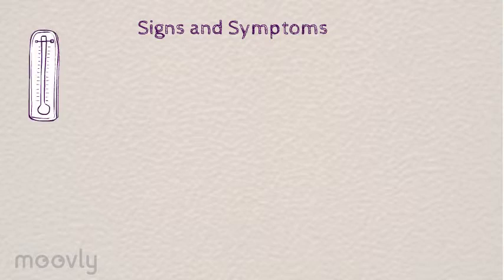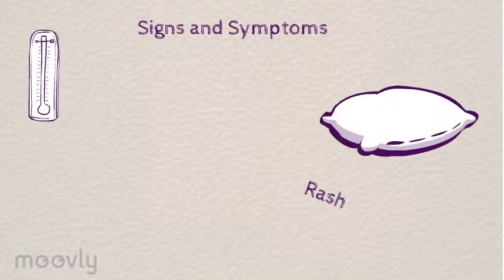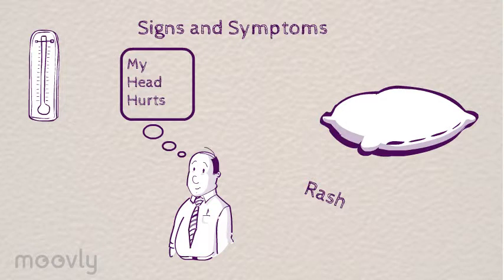What does HIV look like? Well, some of the signs and symptoms can be rather delayed, but they may include fever, fatigue, rash, headache, lymphadenopathy, pharyngitis, arthralgia, myalgia, night sweats, gastrointestinal problems, aseptic meningitis, and oral or genital ulcers.